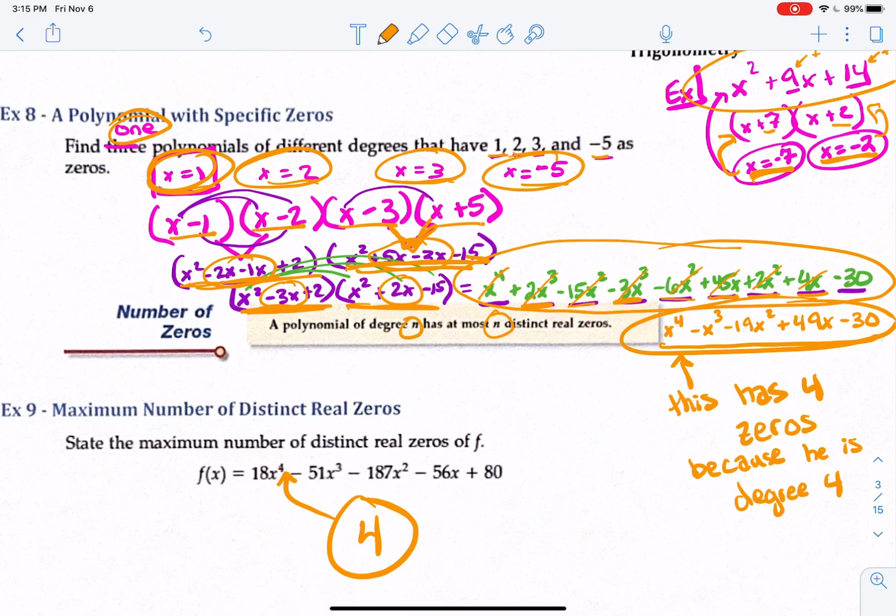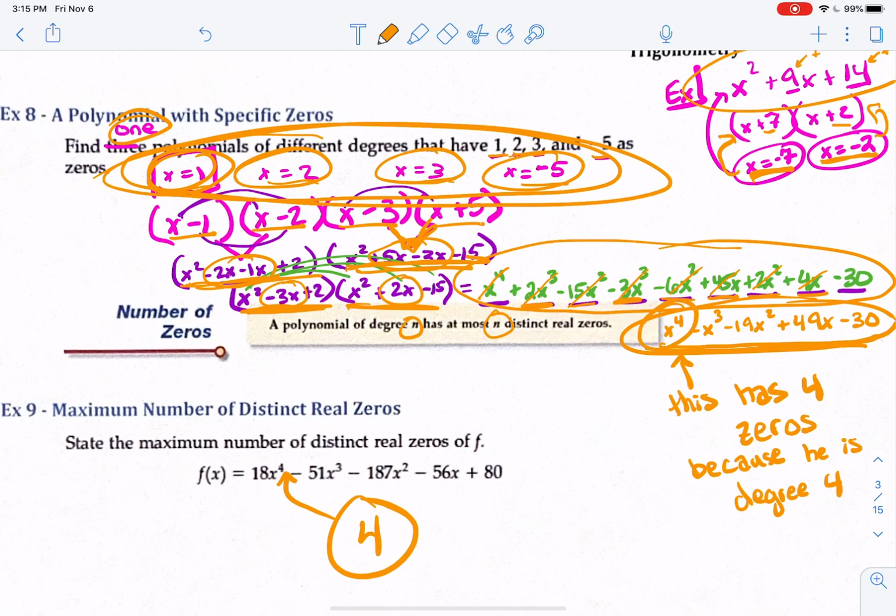And the one thing that I said to notice was they gave me 4 different numbers here to multiply together, which means that my polynomial is going to be x to the 4th power. So this has 4 zeros because it is a 4th degree function, okay? And that kind of makes sense, I guess. 4 x's multiplied together is going to give me x to the 4th power, okay? So that was kind of that long process multiplying all those together, all right?